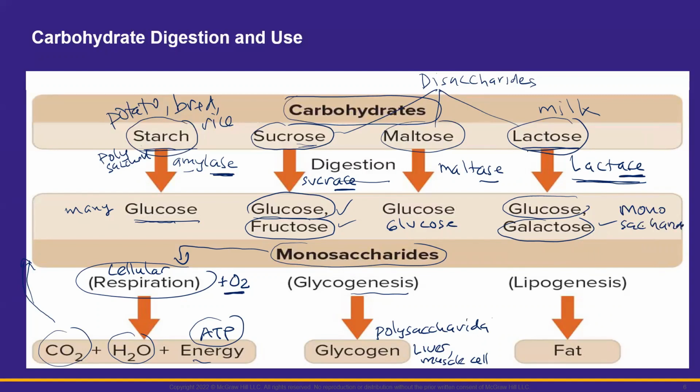Okay, and then if we still have extra glucoses or monosaccharide, it will be converted into fat and stored in adipose tissue, in fat tissue in our body. So glycogen is stored in liver and muscle cell. So these are the carbohydrate digestion and use.